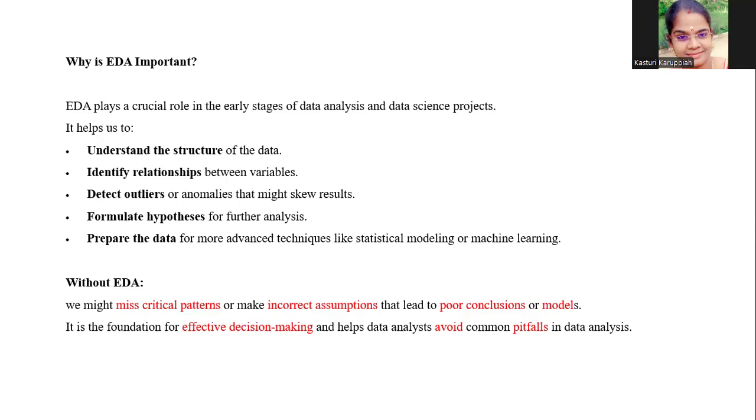The third point is to detect outliers or anomalies that might skew the result. Yes, detecting the outliers, abnormal values, exceptional values or anomalies. We should find them so that they do not affect the output. Then, formulate hypotheses for further analysis. Yes, we will spot the anomalies, and after that we'll formulate the hypothesis for further analysis.